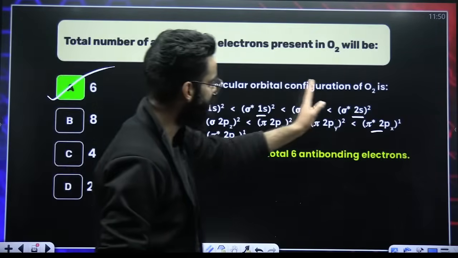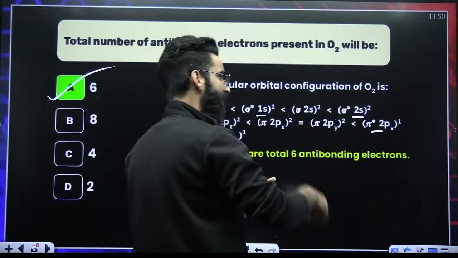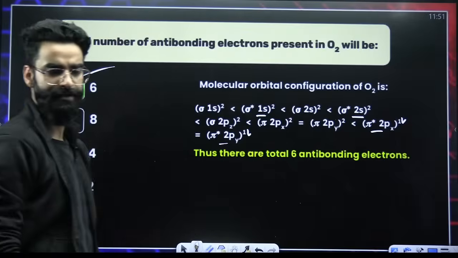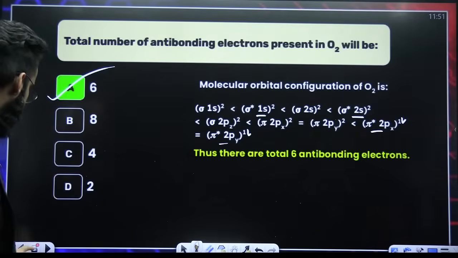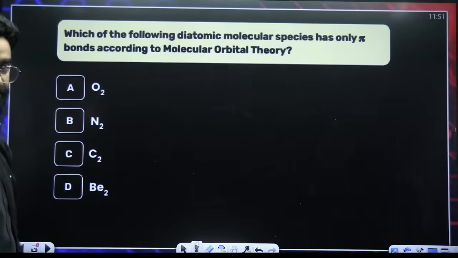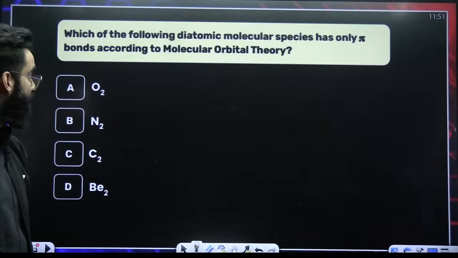This is the molecular orbital configuration of O2. Now the extra electron, one more electron will go here. Then one more electron will go here. Got it? Perfect. I hope it's clear.